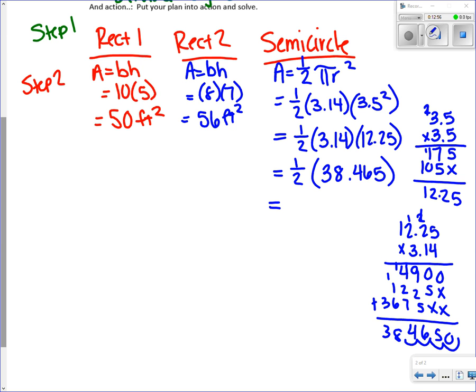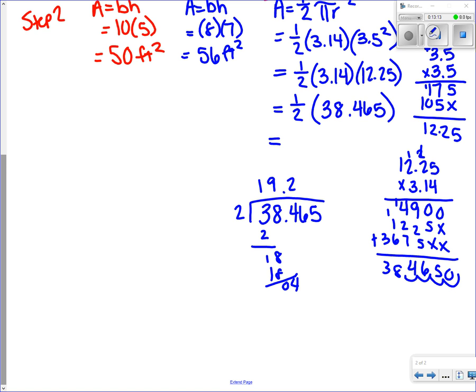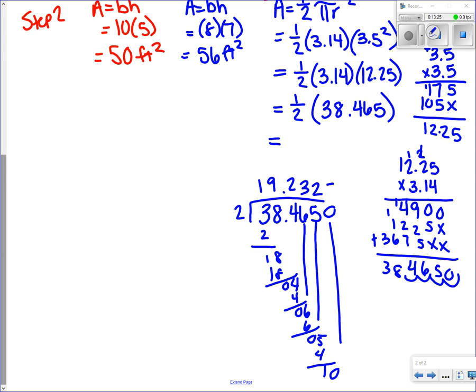So I'm going to come down here. So 2 goes into 3 once. 2 goes into 18, 9. 2 goes into 4 twice. We'll keep scooting down. We'll keep running down the room. Bring down that 6. It goes 3 times. Bring down that 5. It goes twice. Add a 0, bring it down, and it goes 5.